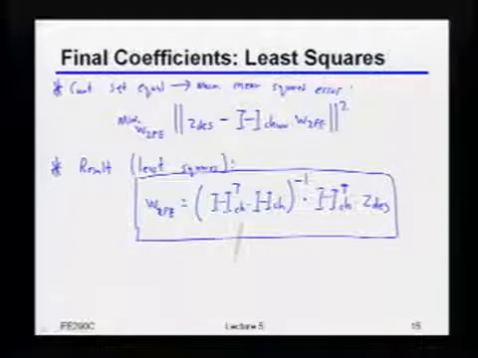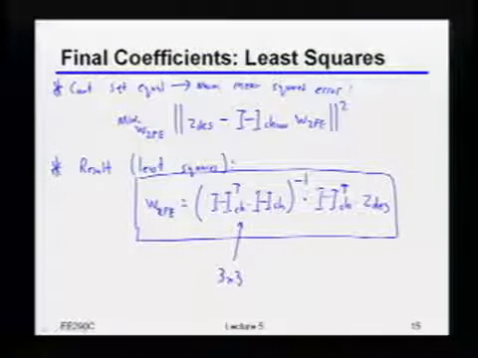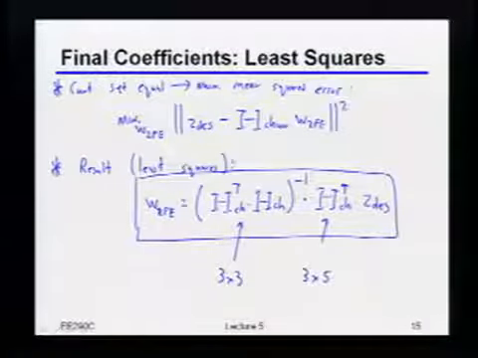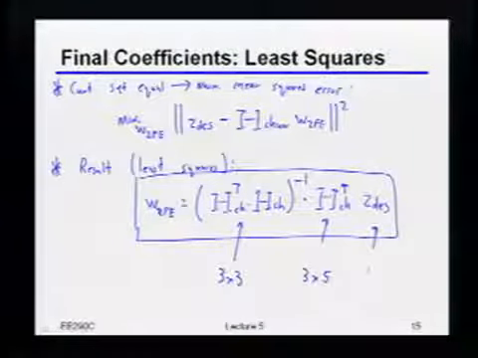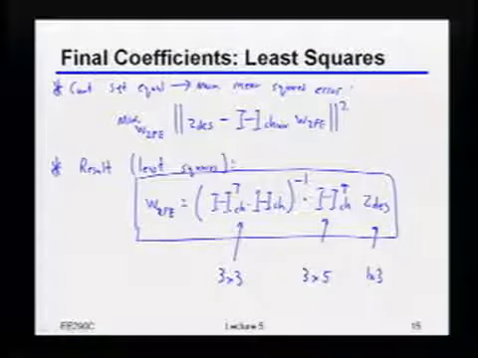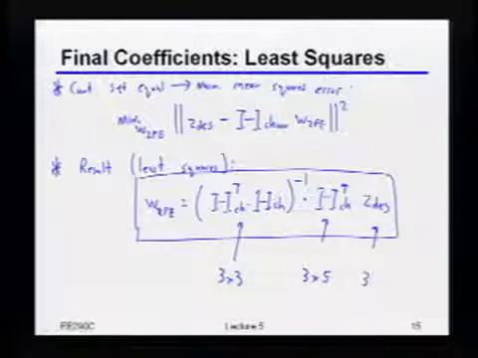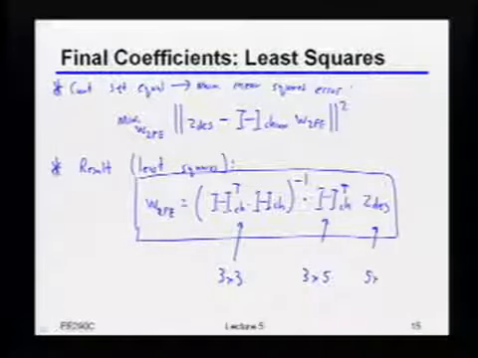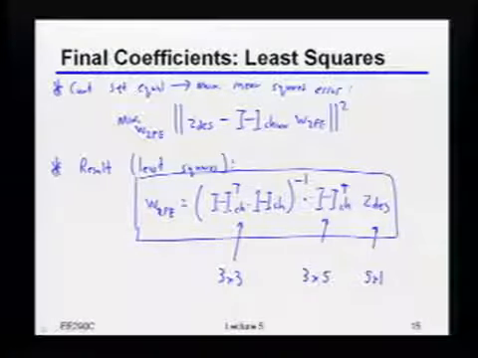This thing here is a 3 by 3 matrix. That there, if I include the transpose, of course, is a 3 by 5 matrix. This is a 3 by 1 vector. Is that 5 by 1? No. Oh, I'm sorry. Good, you guys are paying attention. It's a 5 by 1 vector. And then this, of course, is a 3 by 1 vector.